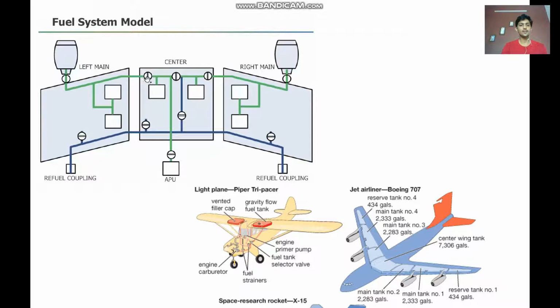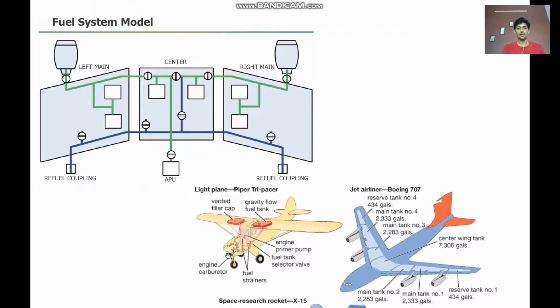Now the major valves in the green line are the shut-off valves. The shut-off valve has to be turned on, and based on the fuel requirement, these engine control valves here will supply the fuel. Similarly for the APU.